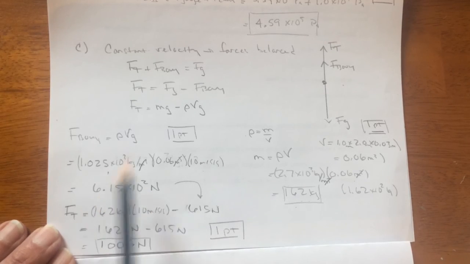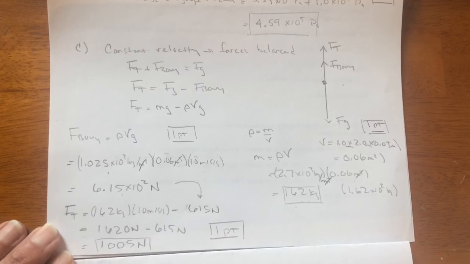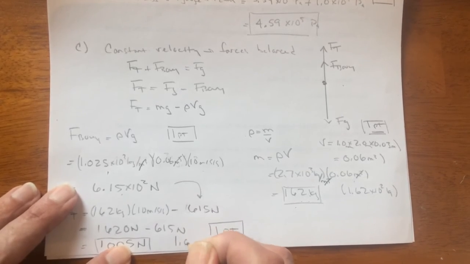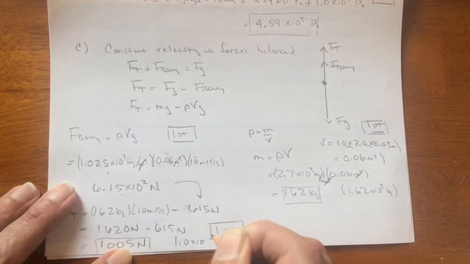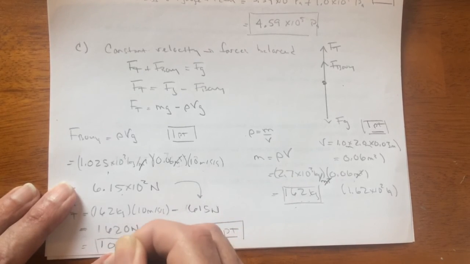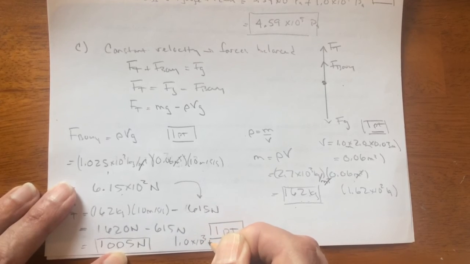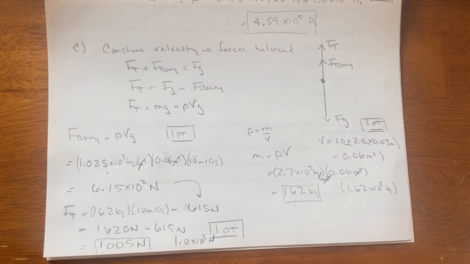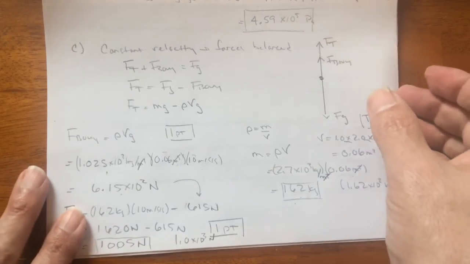You're going to now calculate the force tension. You've got your weight minus your buoyant force. I could have saved a step there. 1620 minus 615, 1,005 newtons. And you could simplify that: 1 times 10 to the third. Almost done.